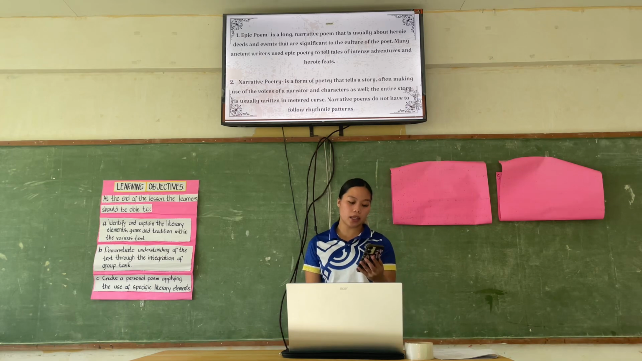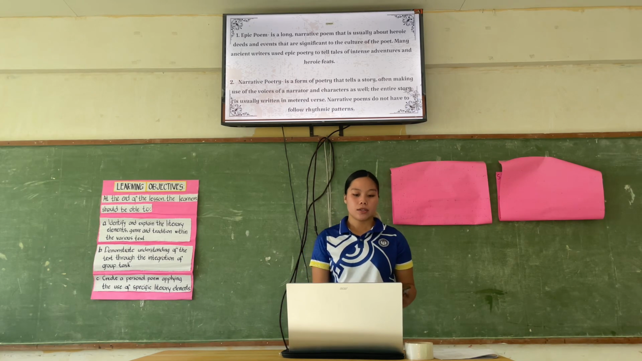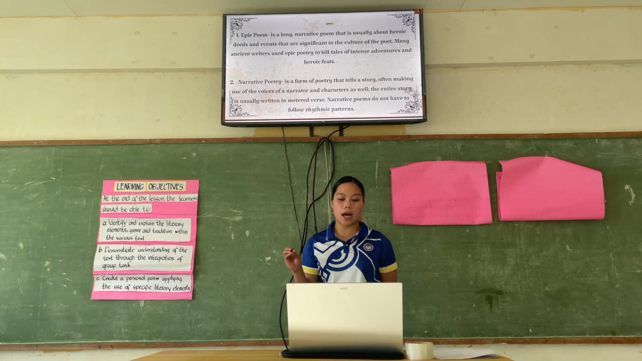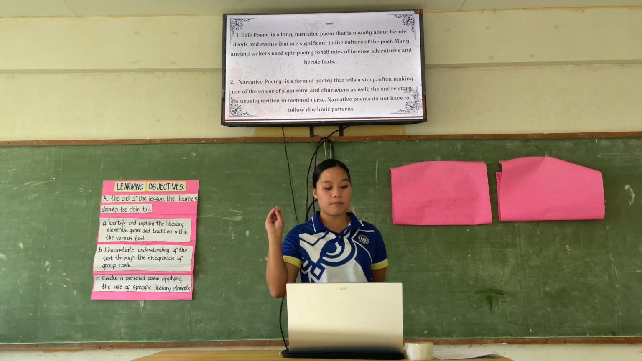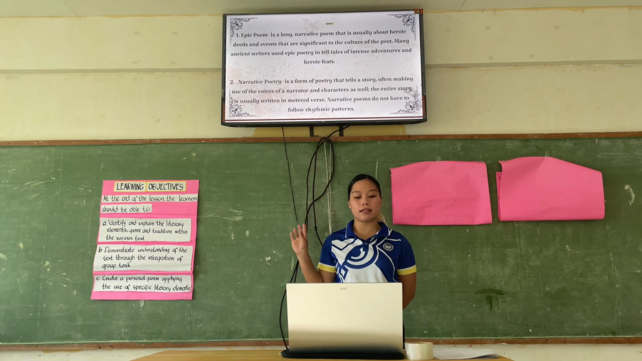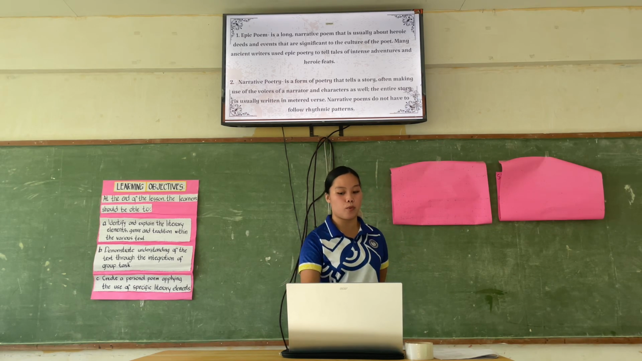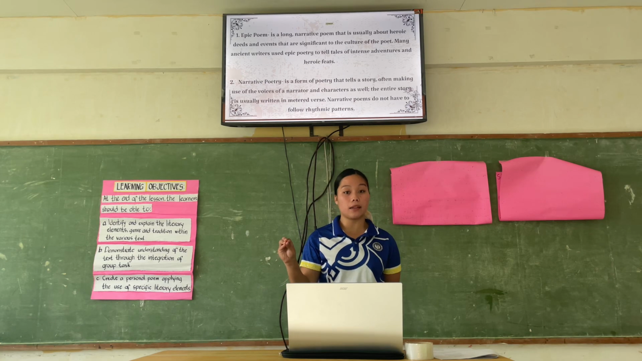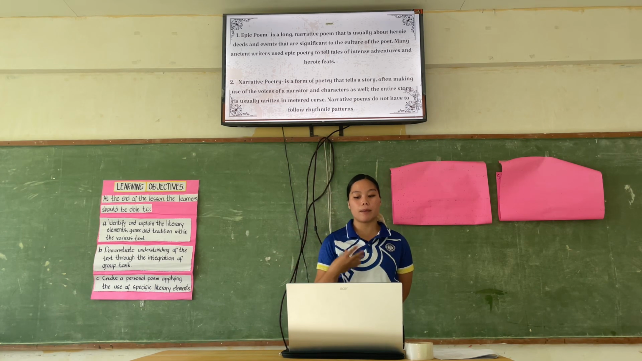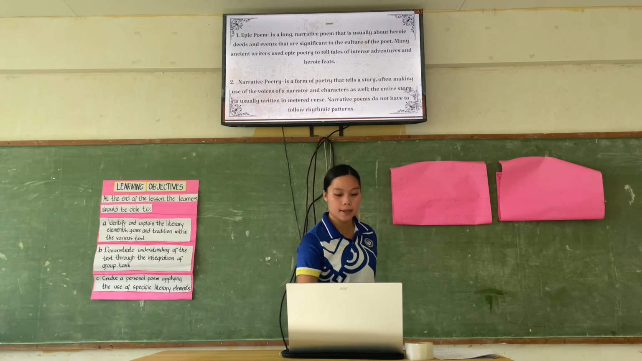Next is narrative poem. Narrative poetry is a form of poetry that tells a story, often making use of the voices of a narrator and characters as well. The entire story is usually written in metered verse. Narrative poems do not have to follow rhythmic patterns.